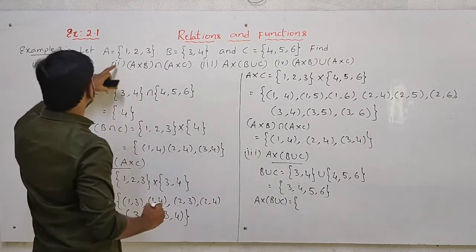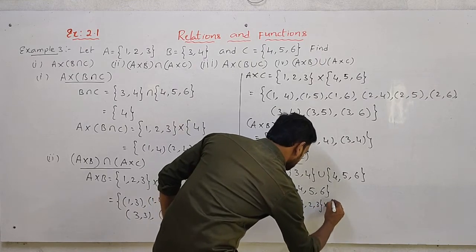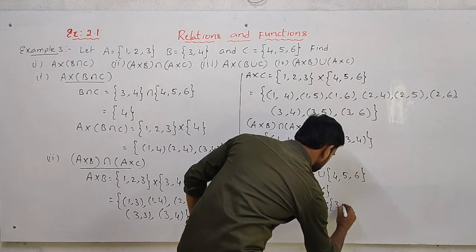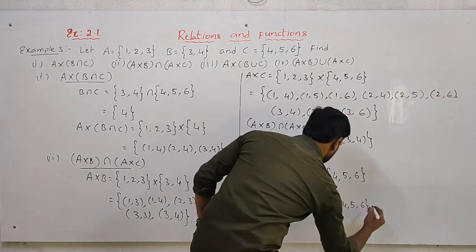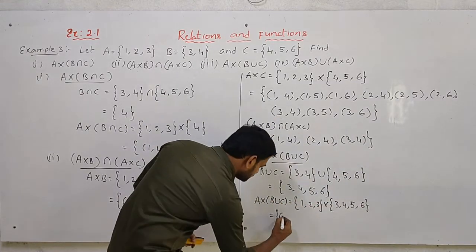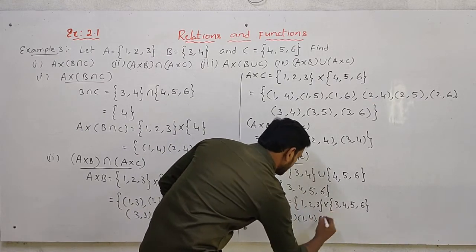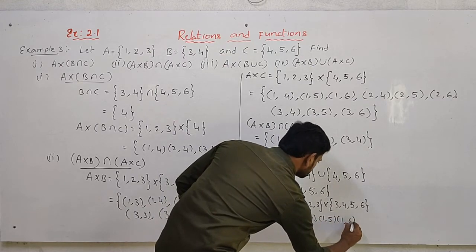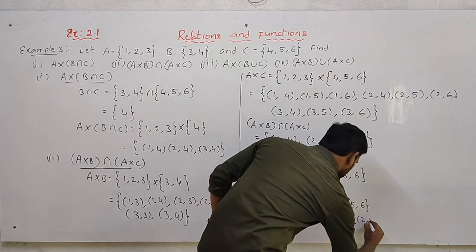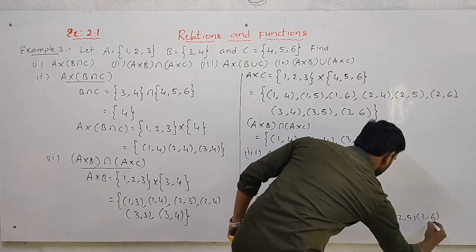So what is the A set? A is {1, 2, 3}. Cross B union C, which is {3, 4, 5, 6}. So I am writing the ordered pairs. Start with 1: (1, 3), next (1, 4), next (1, 5), (1, 6). Next with 2: (2, 3), (2, 4), (2, 5), (2, 6).